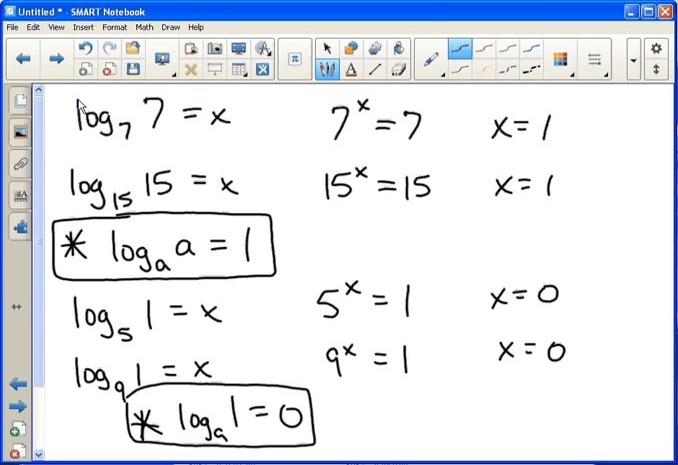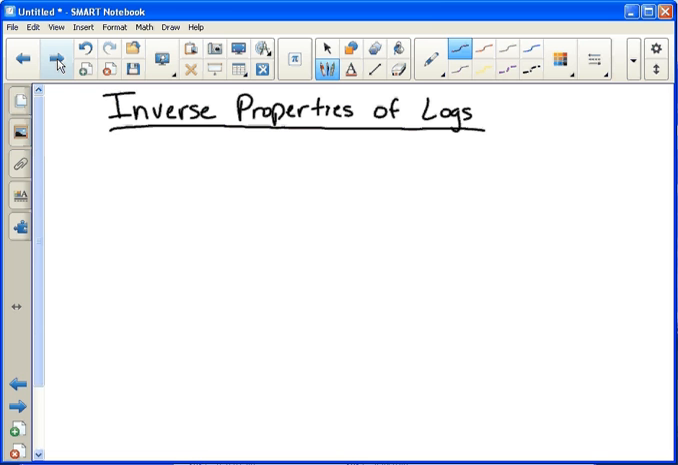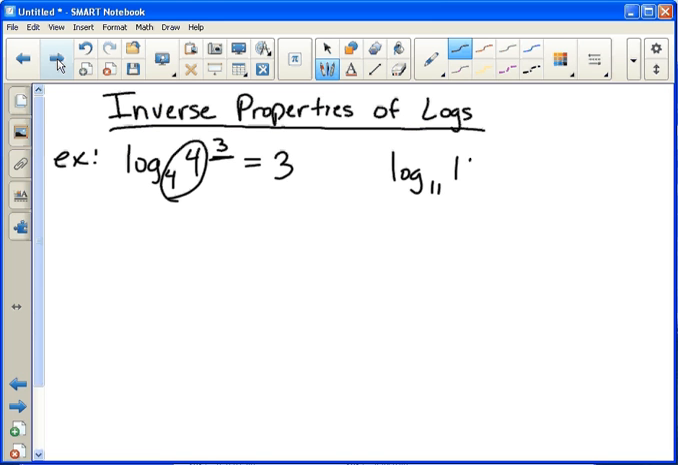The last thing we want to do is look at the inverse properties of log. So for example, I'm just going to show you some examples first because I think it'll become pretty clear pretty quickly. Let's say they ask you to evaluate log base 4 of 4 cubed. Well, it turns out that that's just going to be 3. Anytime these two numbers match, this is all that's going to be left over. So if you had log base 11 of 11 cubed, that would also be 3. Doesn't matter that I used 3 twice, that was just coincidence.